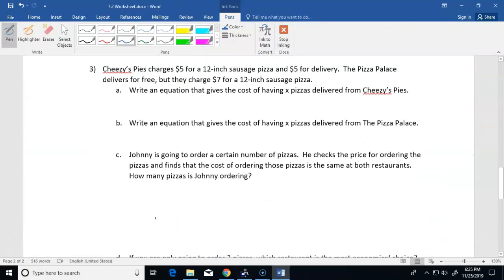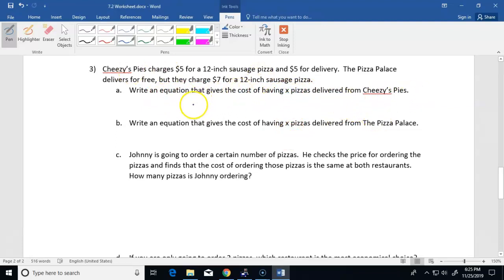Okay. For number 3, we've got two pizza companies. Cheesy's Pies charges $5 for a 12-inch sausage pizza and $5 for delivery. The Pizza Palace delivers for free, but they charge $7 for a 12-inch sausage pizza. So for A, write an equation that gives the cost of having X pizzas delivered from Cheesy's Pies.